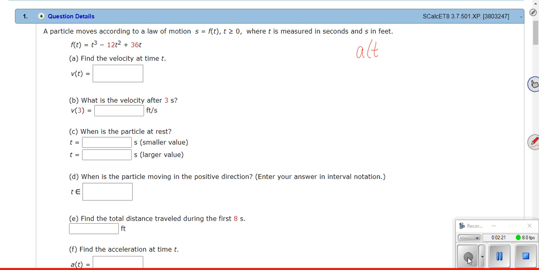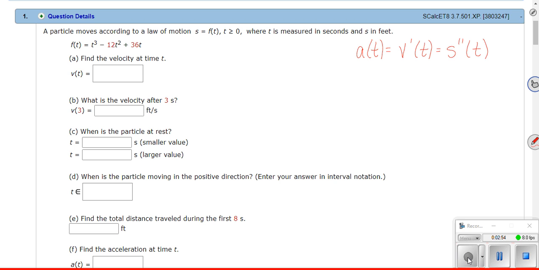acceleration is the derivative of velocity, and velocity is the derivative of the position function. So acceleration is the double derivative of the position function. Velocity is the first derivative of the position function, and then you have acceleration. Anyway, just a reminder.